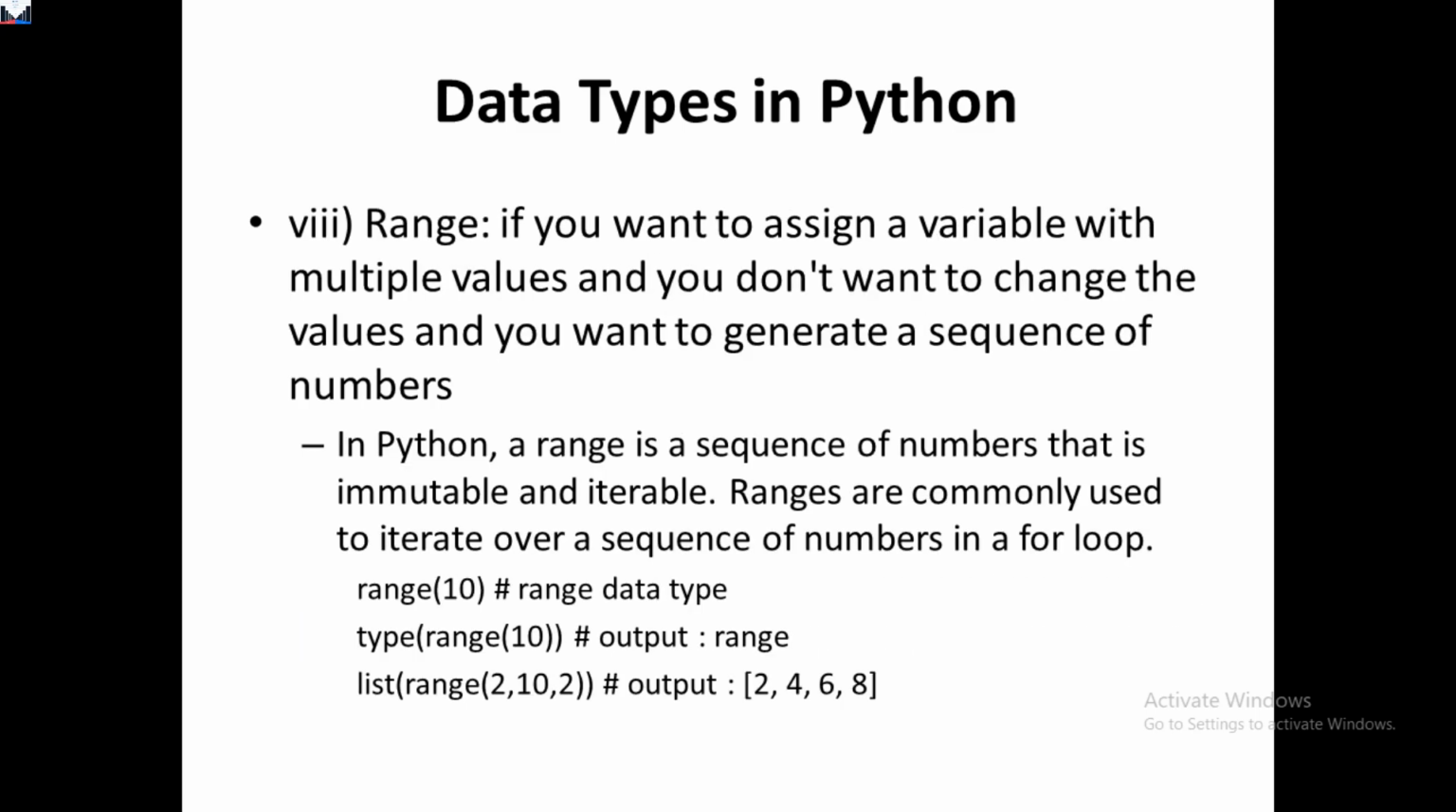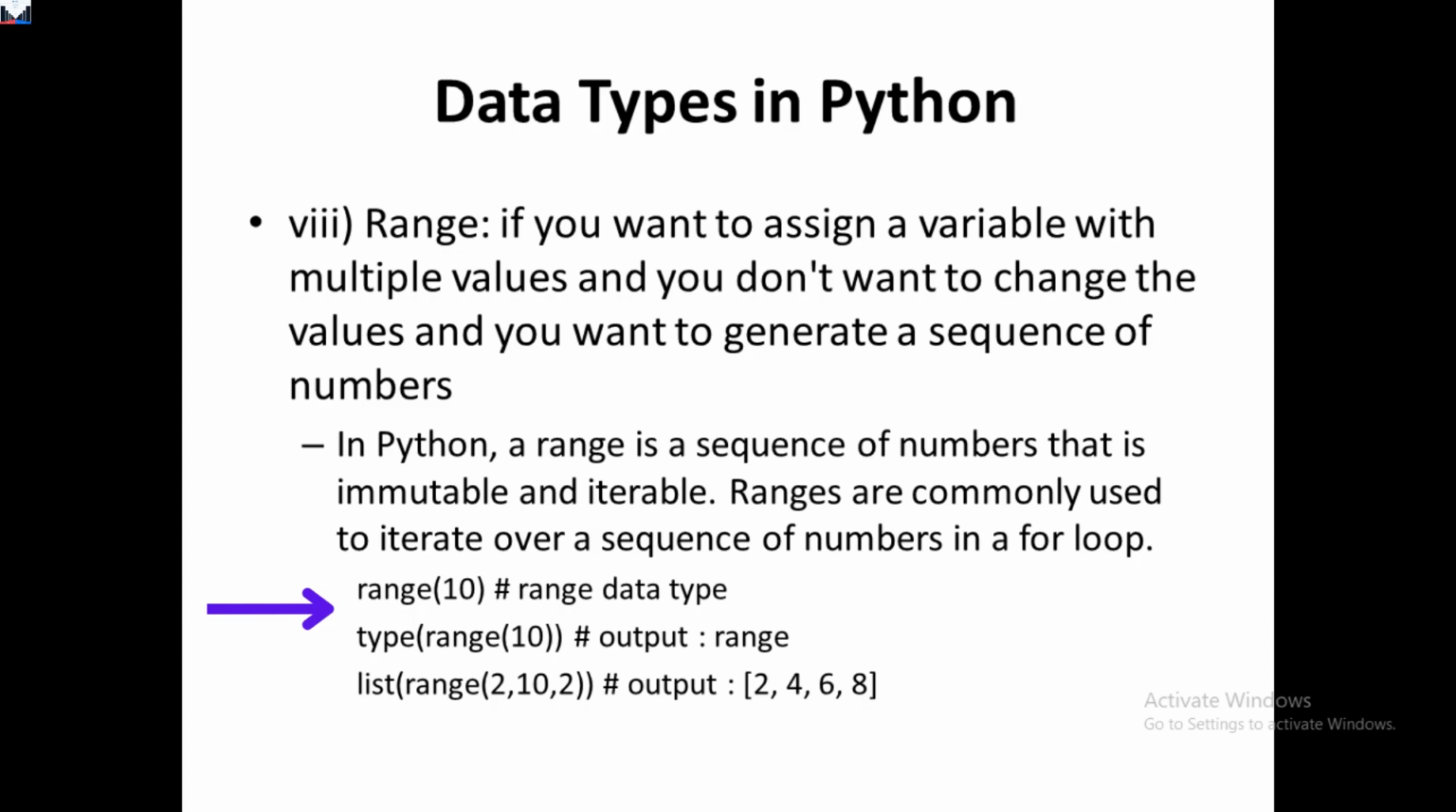And next one is range. If you want to assign a variable with multiple values, and you do not want to change the values, and you want to generate a sequence of numbers, then you will be using range. A range is a sequence of numbers that is immutable and iterable. Ranges are commonly used in a for loop. In a for loop we will be using range 10. So that is the range data type, and type of range 10 output will be range.